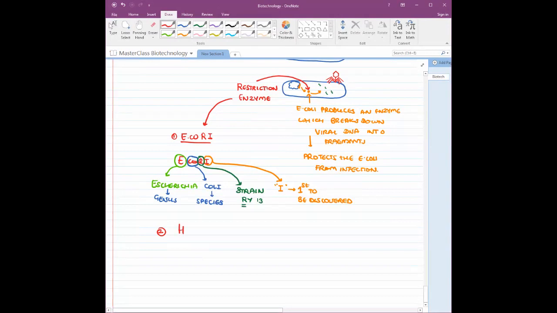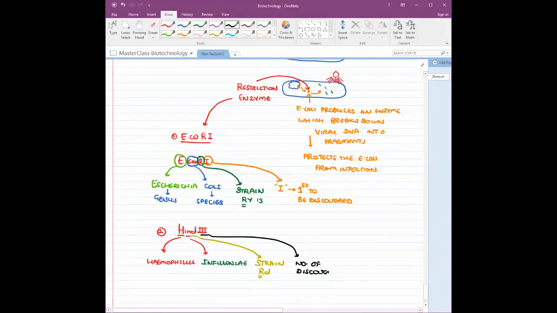Let's see another example, guys. We have HindIII. Let's see what this HindIII is going to be. First of all, H is for Haemophilus, and IN is for influenzae. Haemophilus influenzae. D stands for your strain. The strain over here is Rd. And finally, what is this number 3? 3 is the third to be discovered.